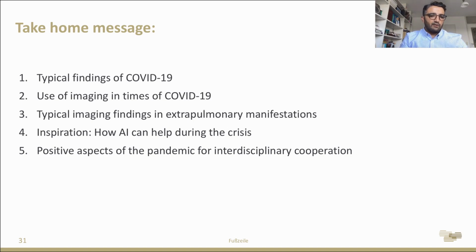We talked about the use of imaging in times of COVID-19, and what the recommendations of the official agencies are. Then we talked about extrapulmonary manifestations, where we can find COVID in other organ systems, but not only the lungs.